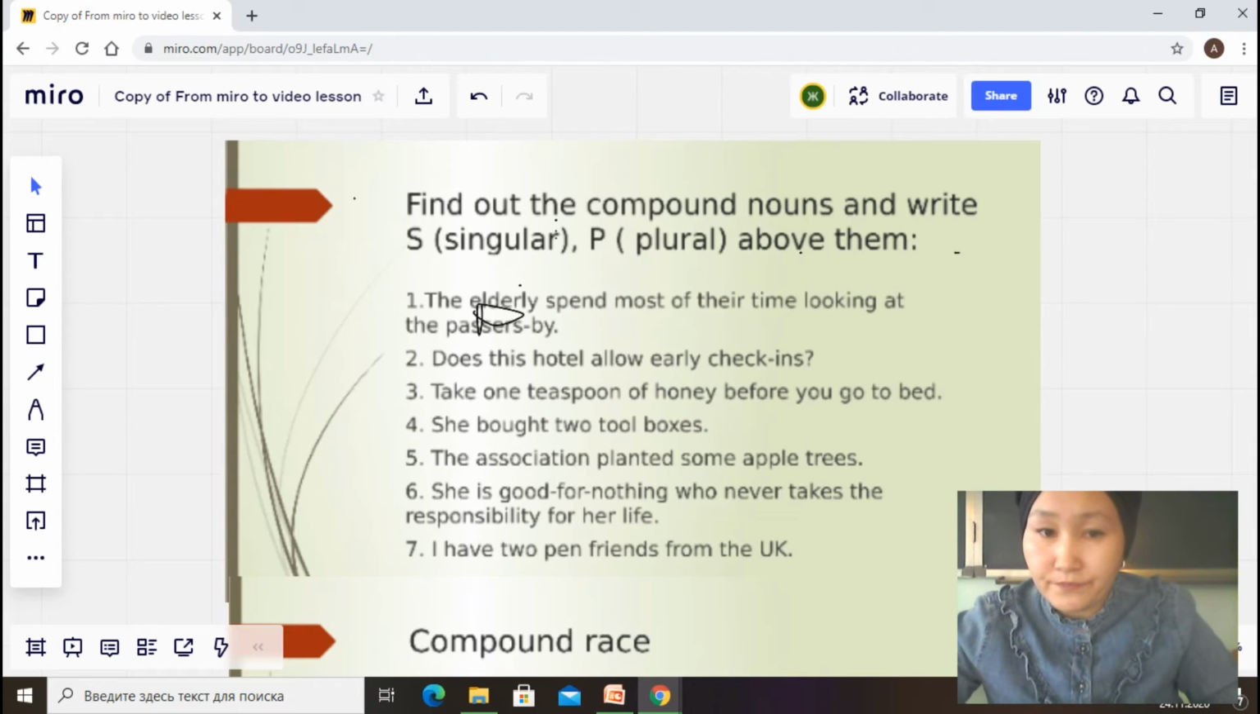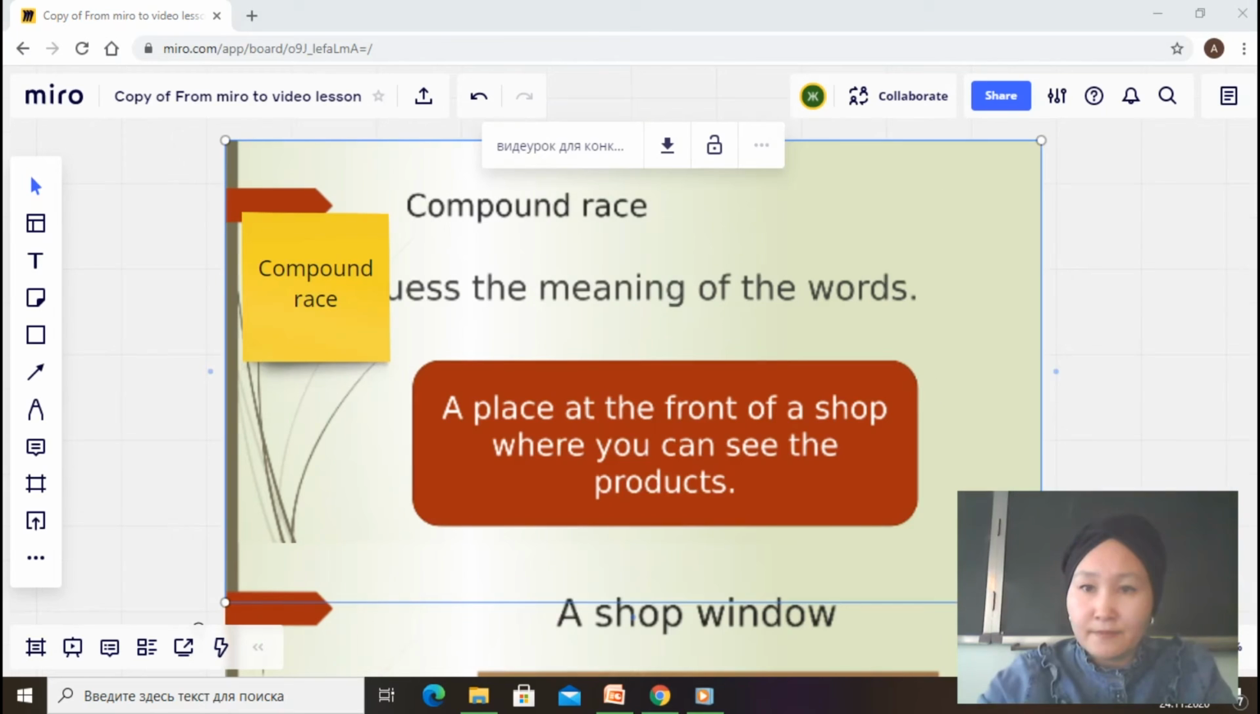Sentence number 2. Does this hotel allow early check-ins? 3. Take 1 teaspoon of honey before you go to bed. She bought 2 tool boxes. 5. The association planted some apple trees. 6. She is good for nothing, who never takes the responsibility for her life. I have 2 pen friends from the UK.